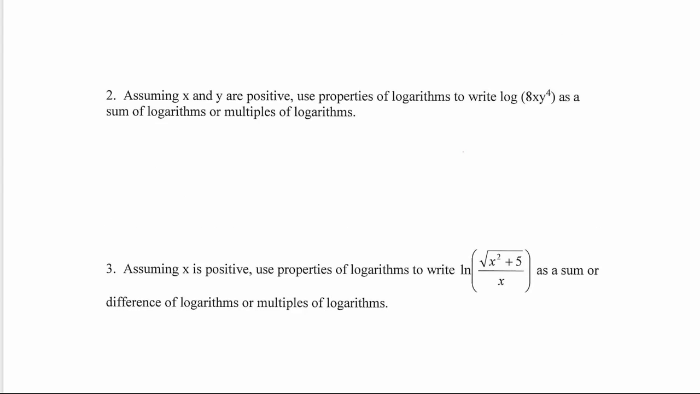It says, assuming x and y are positive, use properties of logs to write log of 8xy to the fourth as a sum of logarithms or multiples of logarithms. So that's really just asking you to kind of expand it out.